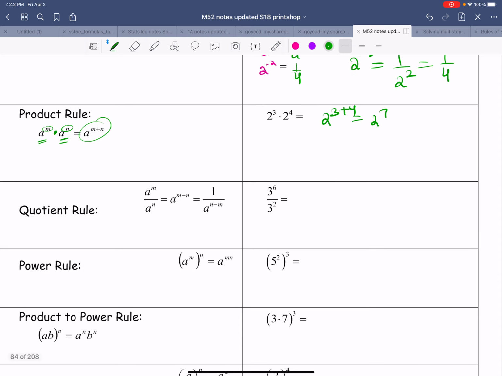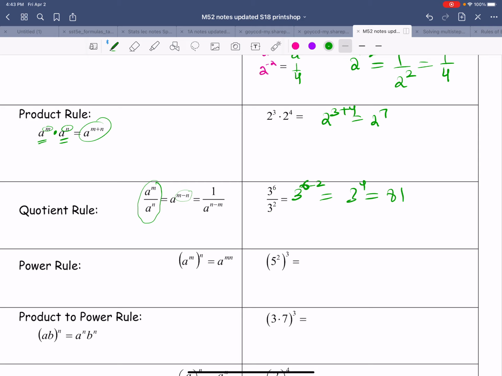Next, we have the quotient rule, a to the m over a to the n, which turns out to be a to the power m minus n, and that's 1 over a to the power n minus m. So if you have a quotient, same base in the numerator, same base in the denominator, different exponents, we can subtract the exponents, okay? 3 to the 6th over 3 to the second power, we can subtract the exponents. That would be 3 to the fourth power, which is 81.